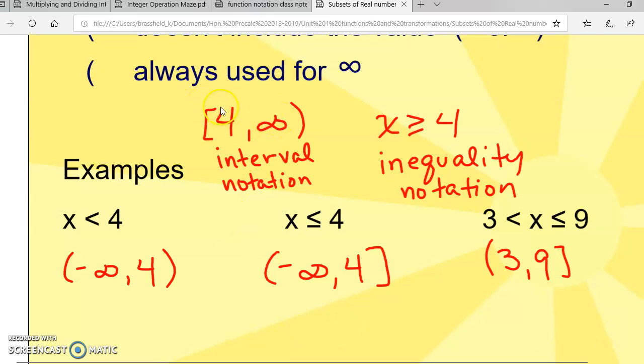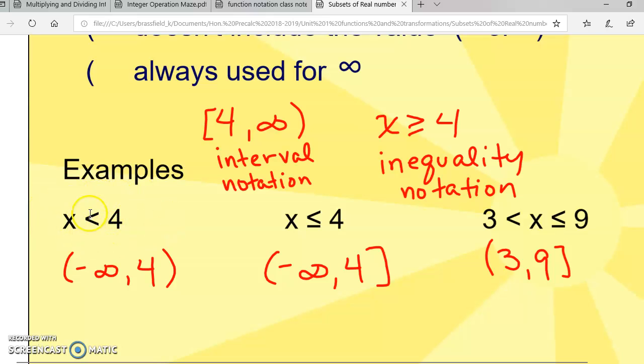So I wanted to include 4, so I have to put the bracket, and I'm going all the way to positive infinity. But with infinity, we always use the parenthesis, okay? So this is an example of interval notation.